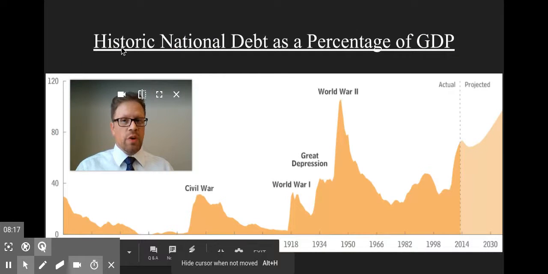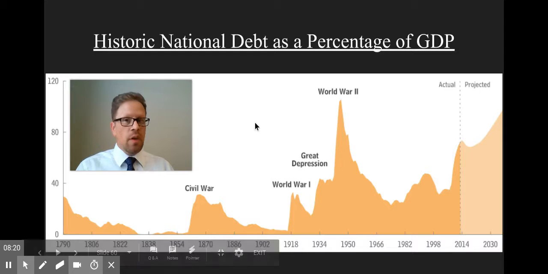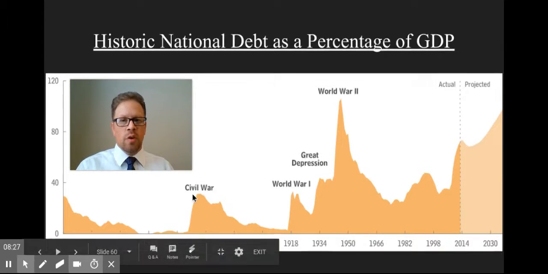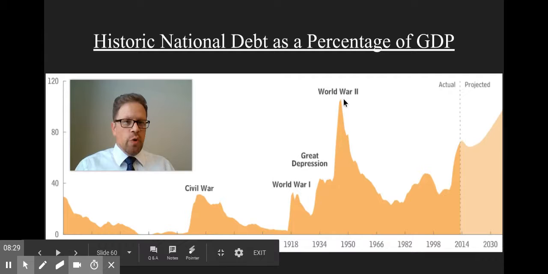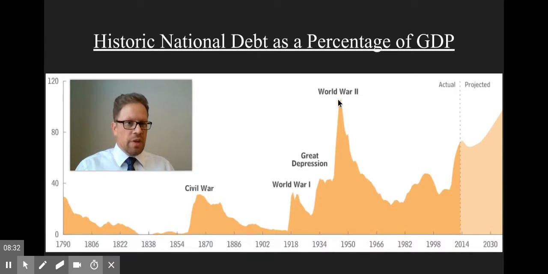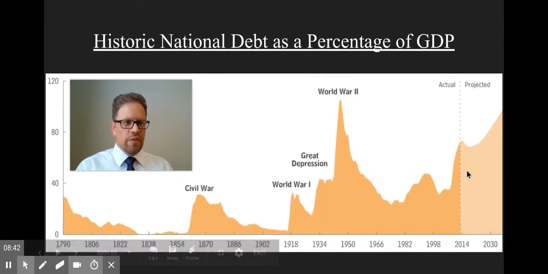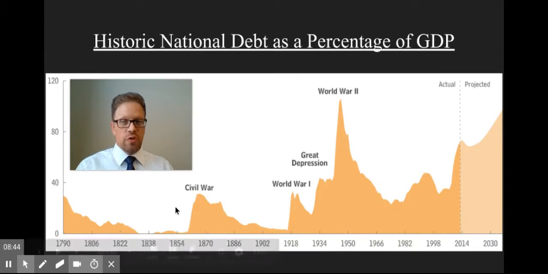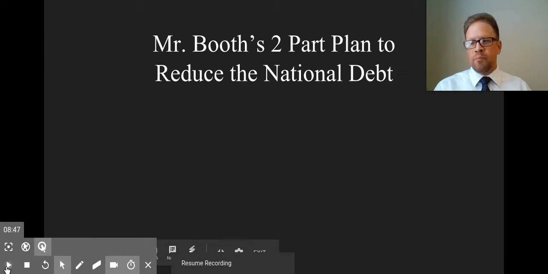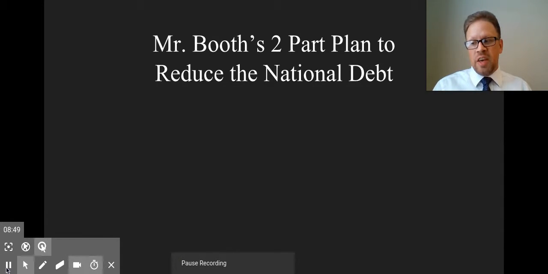I just want to point out how this stands historically. Our national debt as a percentage of our GDP is a good way to determine where we are in our debt issue. World War II was our highest point of spending. We had to spend a lot of money because we were at war. We are not really at that point, but as you see based on these projections, we are looking to be back at those World War II levels in the near future. So, yikes.